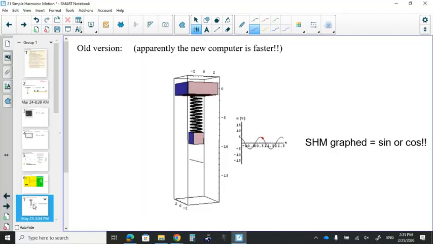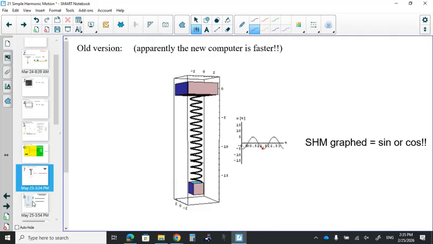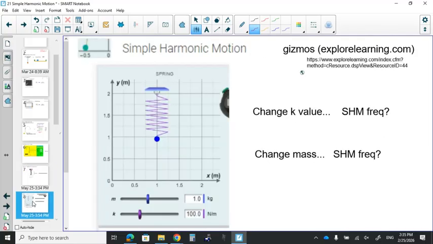This page I just left in for fun. This is the applet, or a little GIF or whatever you want to call it, that I used to use. It's an old version, so apparently the new computer is faster. Anyways, but it is showing the same kind of stuff.